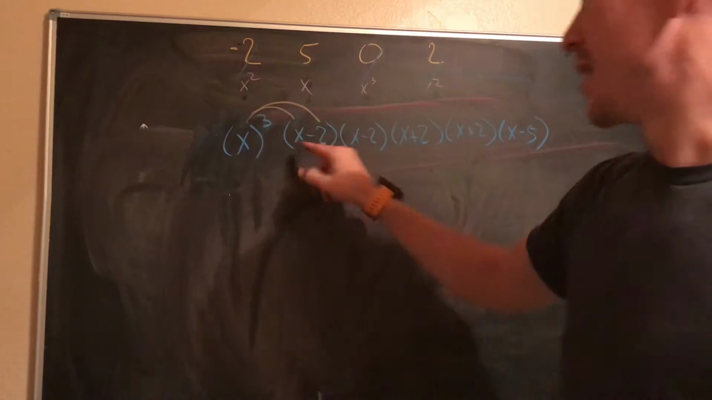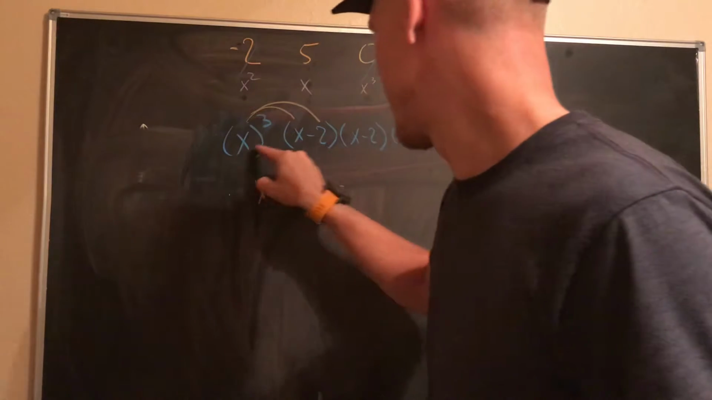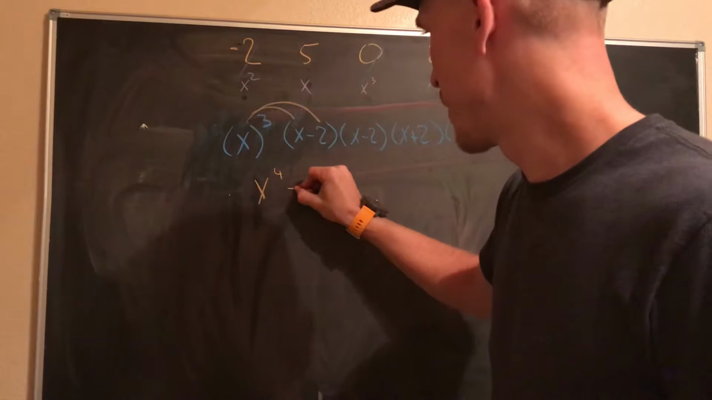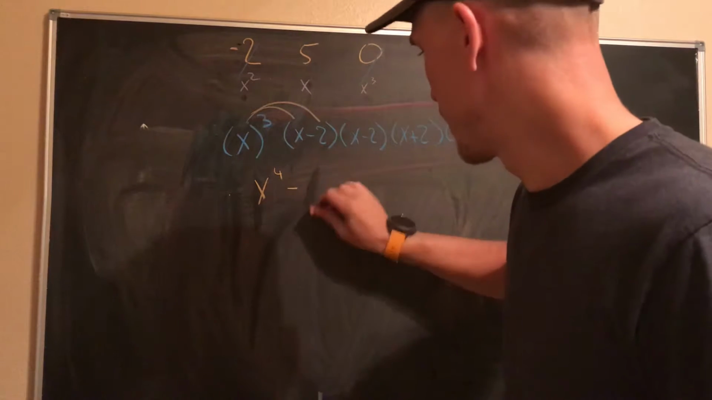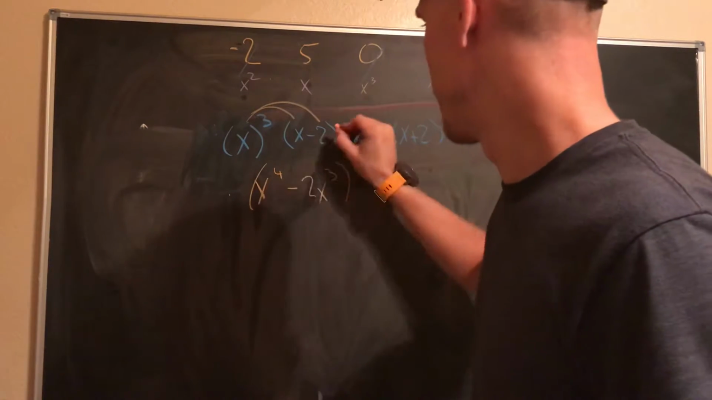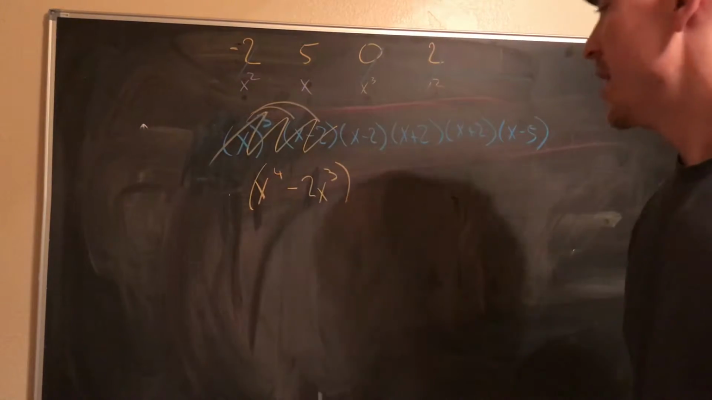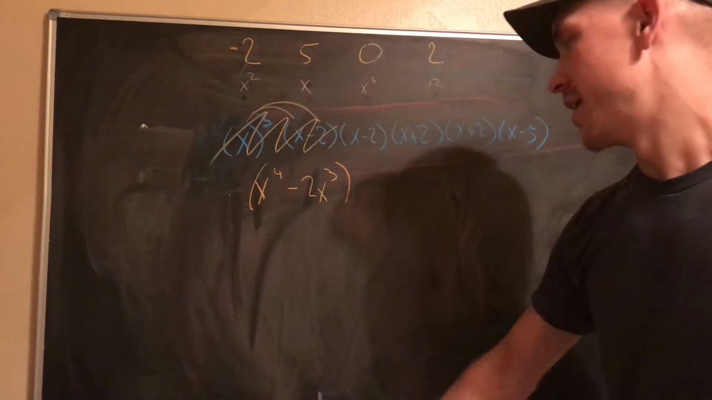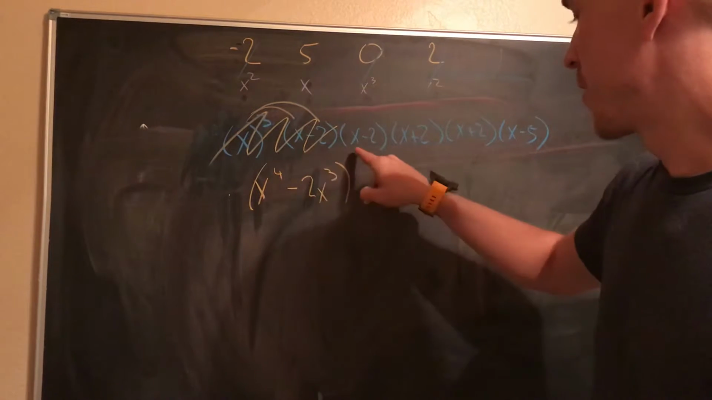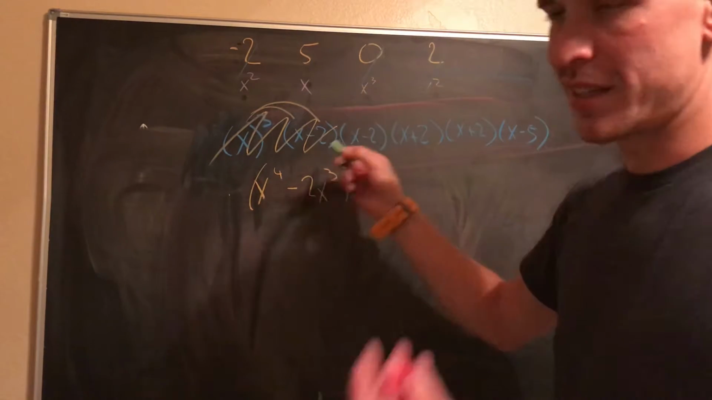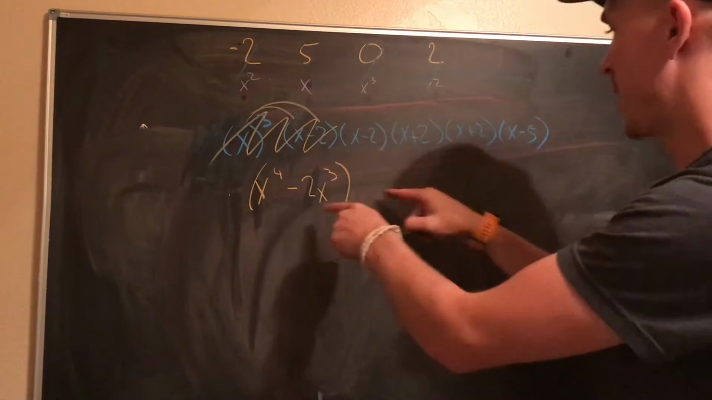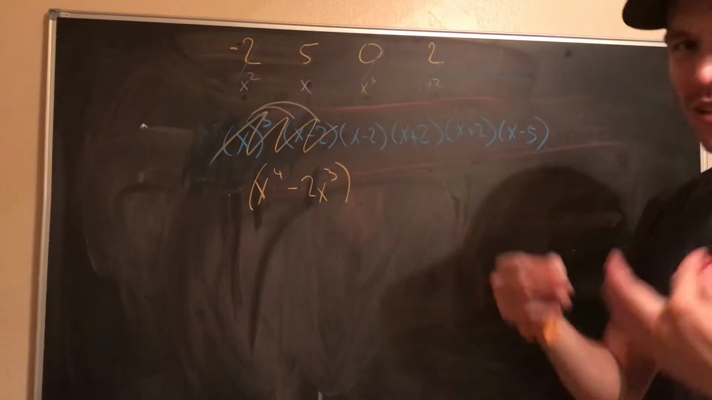X to the third times x gives us x to the fourth. X to the third times -2 gives us minus 2x to the third. That turns into that. Now ignore that. Then you just have to multiply the rest of them. It's just a lot of work. Basically you take this, multiply it by this, then whatever you get, multiply that by the next one, and again. You're going to be doing a lot of multiplication.